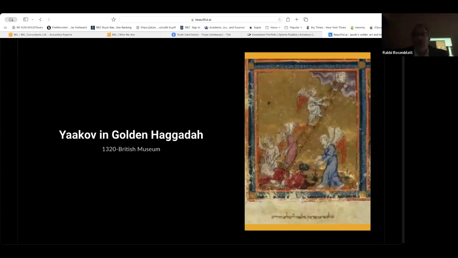This is the golden Haggadah. This Haggadah, I couldn't get a great image of it, even though this golden Haggadah, this is a quarter of a page of a Haggadah, which is in the collection of the British Museum. The British Library has this Haggadah. It's supposed to be downloadable.